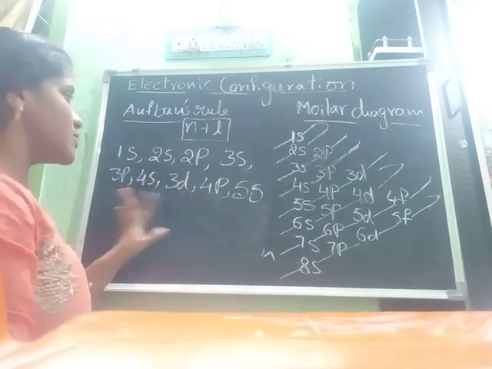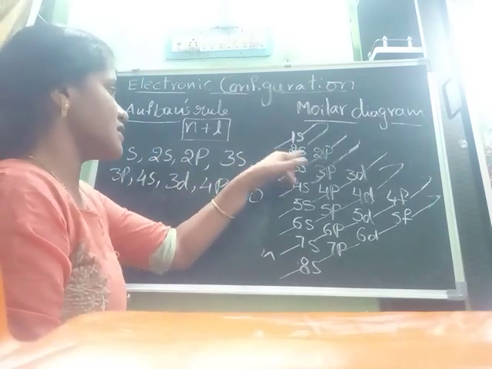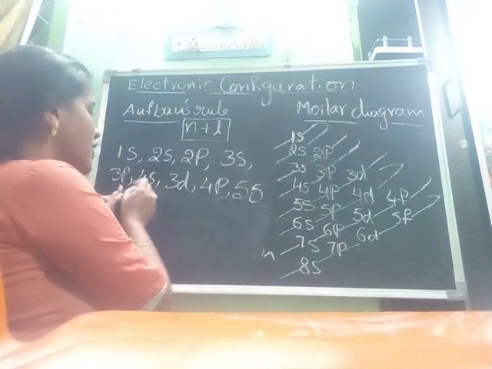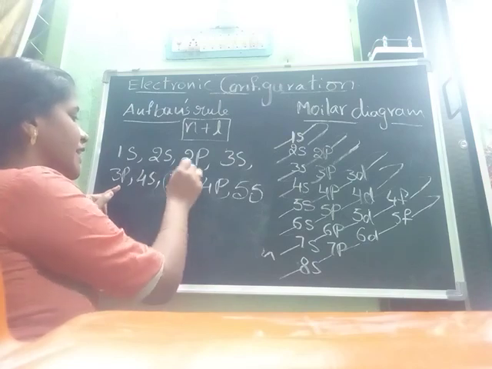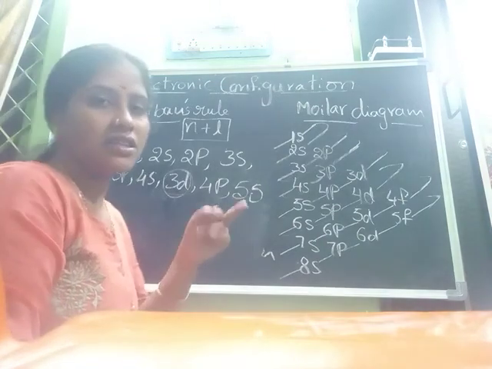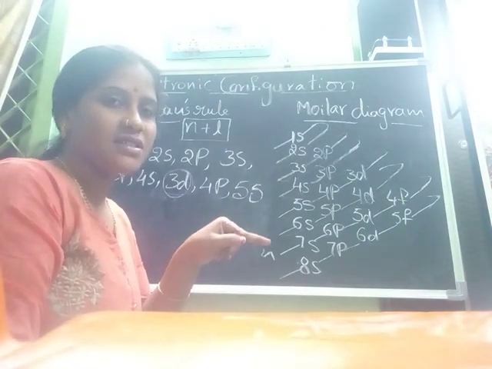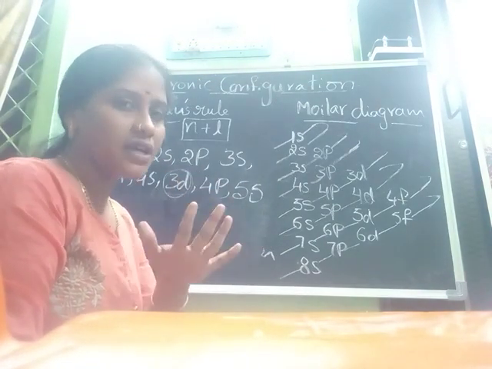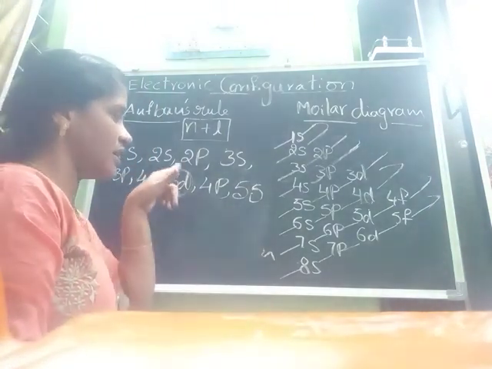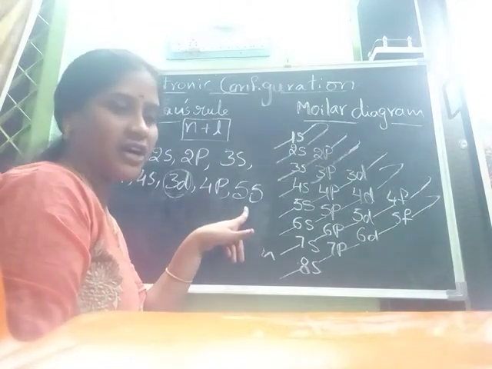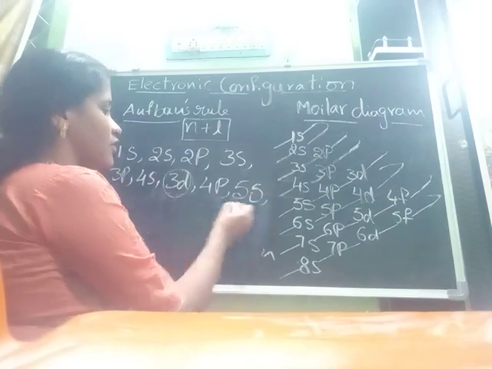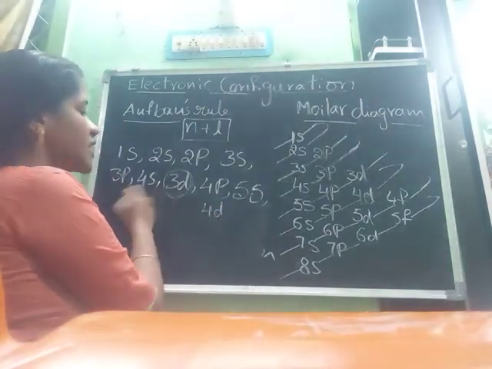See, you observe here 1s, 2s, 2p, next 3s, 3p. We are not writing 3d, we are writing 4s. 3p next what will you think? 3d maybe will come, but it's wrong. What will come? 3p next 4s. 4s next 3d. 3d next 4p. 4p after 5s. 5s after what will come? 4d will come.